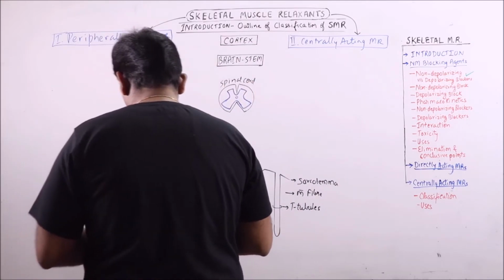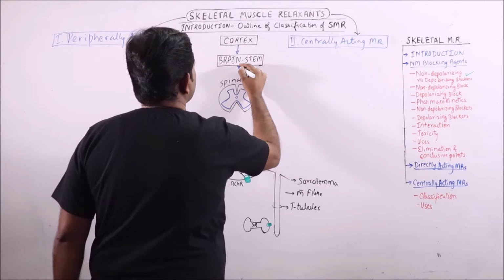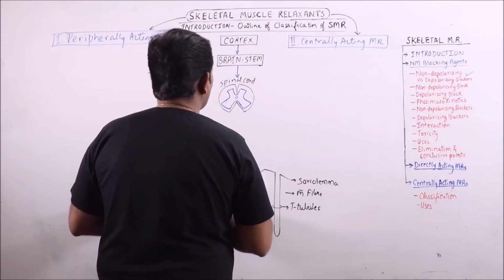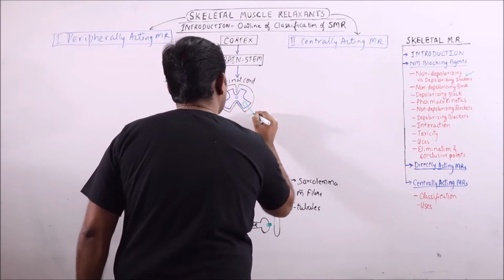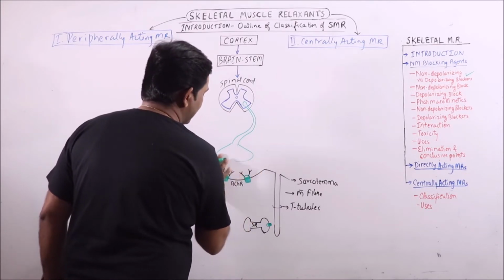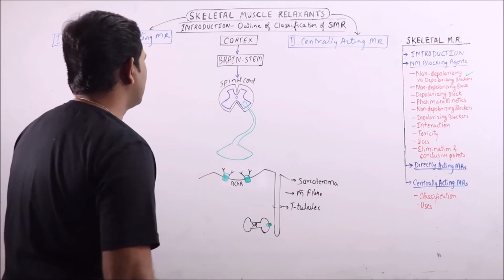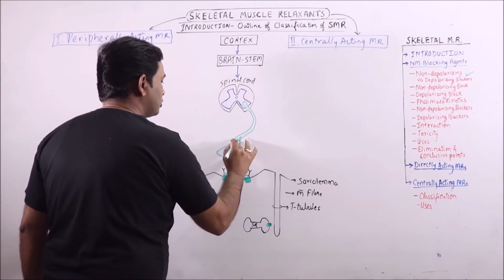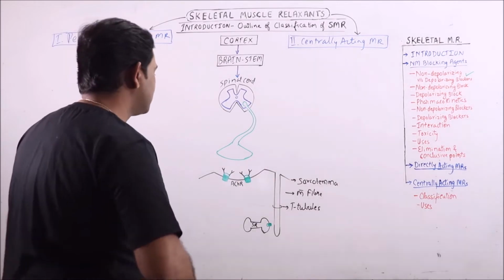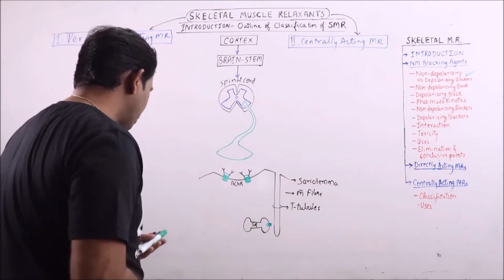We know that the highest center for start of a motor neuron is the cortex. Cortex to brainstem, brainstem to spinal cord, and finally a motor neuron, that is the ventral motor neuron, arises from the spinal cord and forms a neuromuscular junction with the sarcolemma. So this is a ventral motor neuron, and this is the terminal part, and this is the synaptic cleft, this is the neuromuscular junction sarcolemma, this is the muscle fiber, this is the plasma membrane, that is sarcolemma. So this whole complex is the neuromuscular junction.